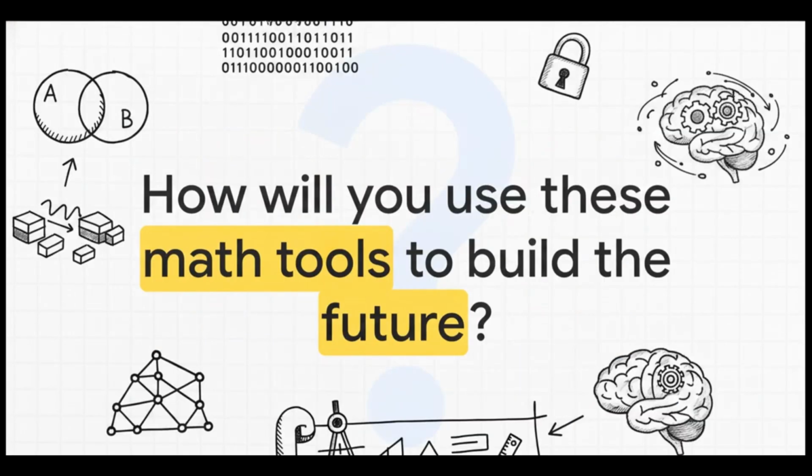So there we have it. We've walked through the entire syllabus, from basic set theory all the way up to advanced cryptography. You now hold the exact mathematical blueprint to algorithm design, artificial intelligence, and secure networking. The only question left is, how will you use these discrete mathematical tools to build the future?